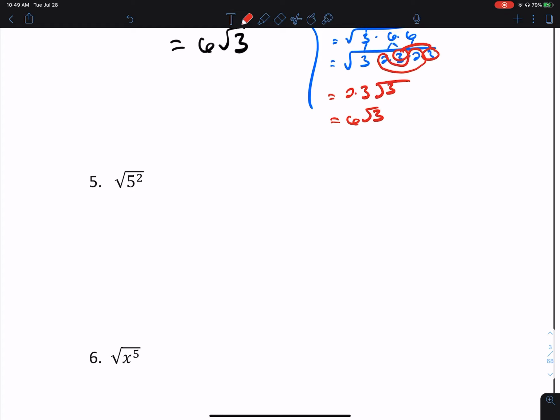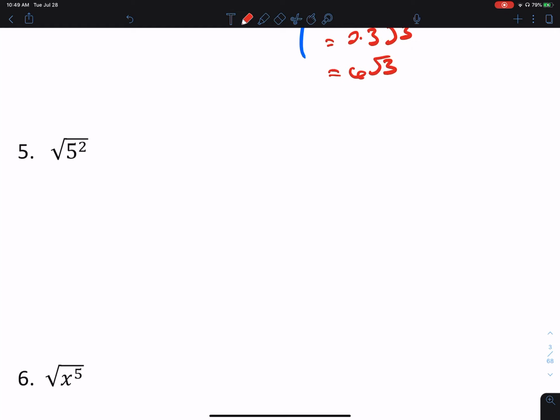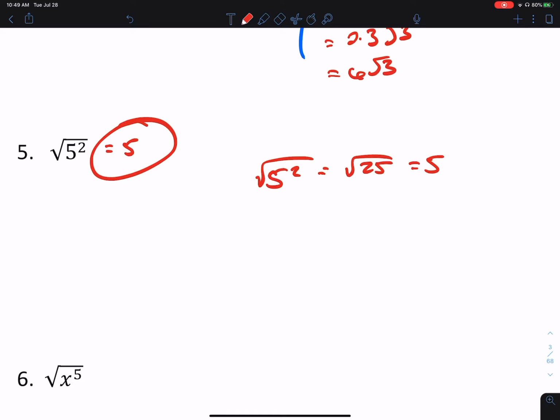Now, number 5, if you look at this carefully, it's saying, what's the square root of 5 squared? Square root means what times itself gives you this number. Well, what times itself gives you 5 times itself? Well, this is obviously 5. If you don't like that, 5 squared is 25. What's the square root of 25? It's 5. No matter how you look at it, it's 5.